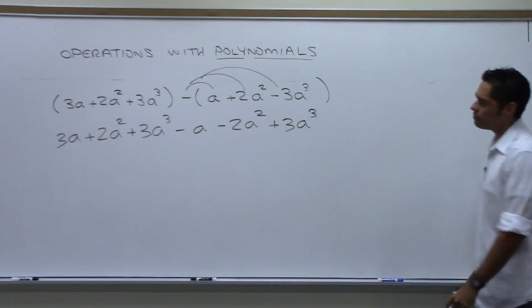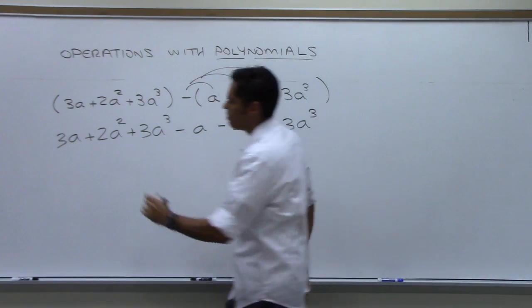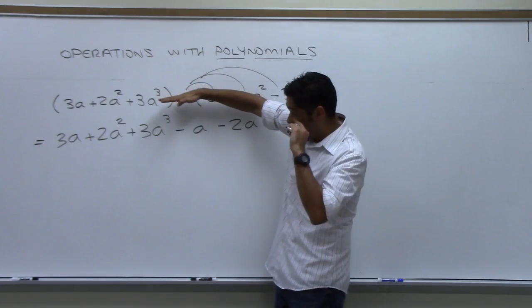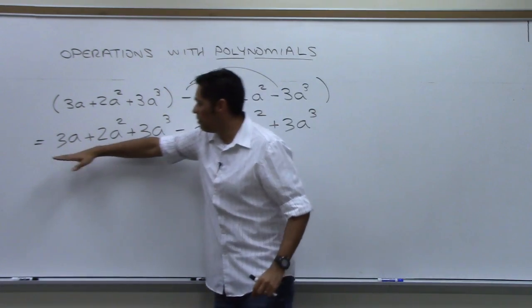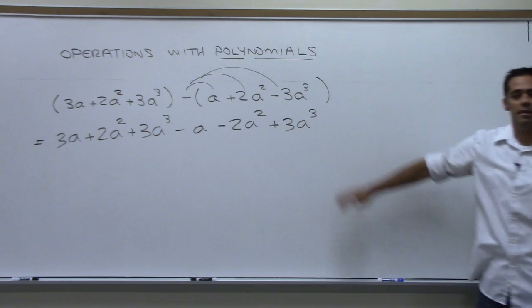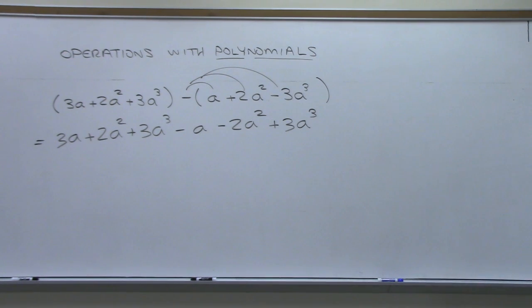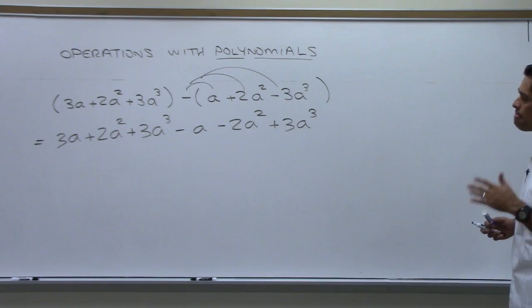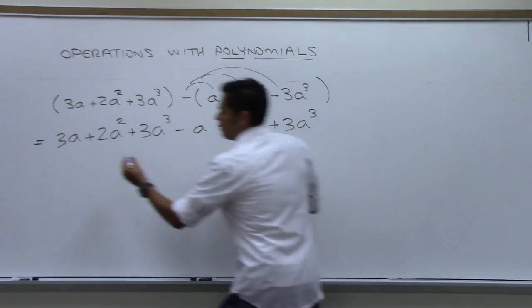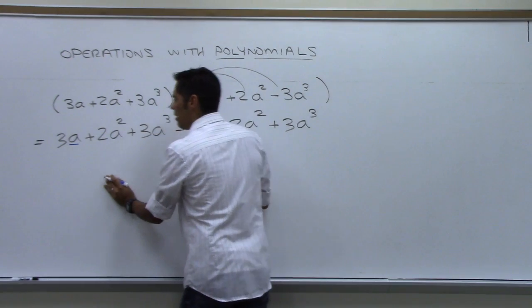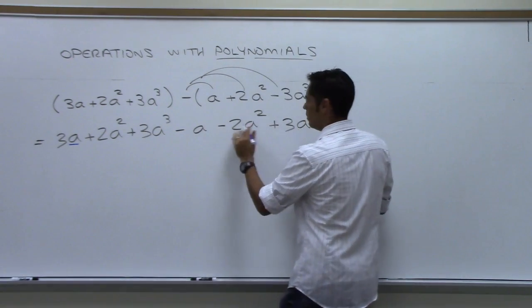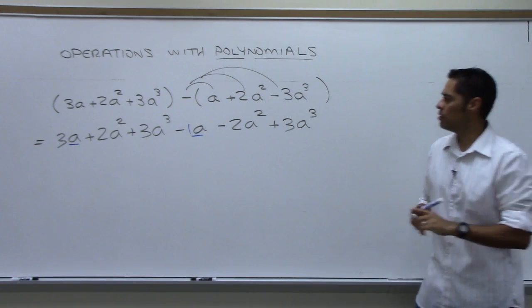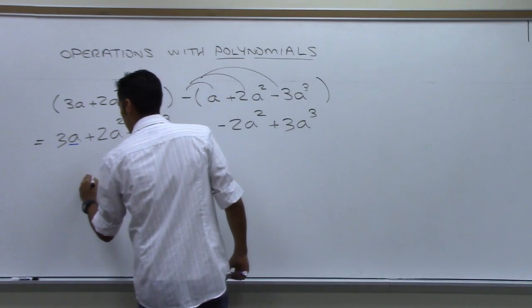Okay, changing the signs. This expression is equal to this expression, and now I combine like terms together, if possible. Do you see anything I can combine? Let's start with the A's. I've got a 3A there. I've got minus 1A. I can put those two together, which would give me how many A's? 2 A's.